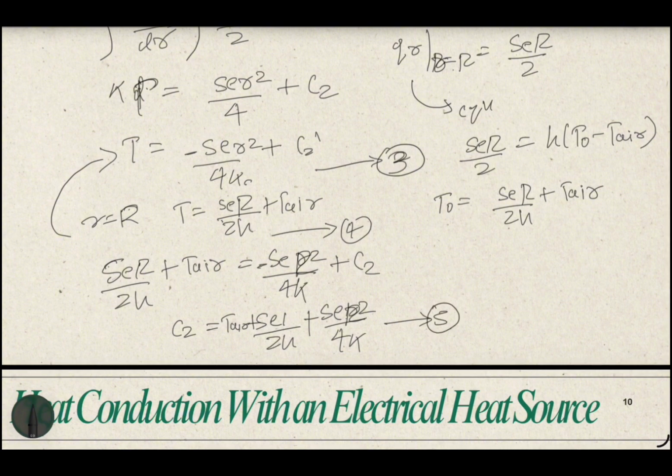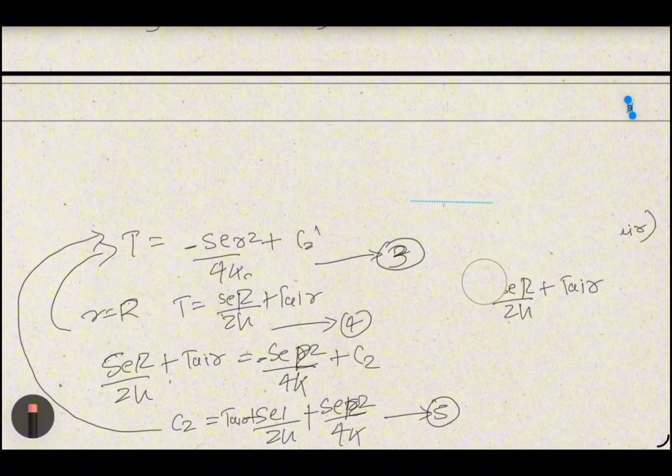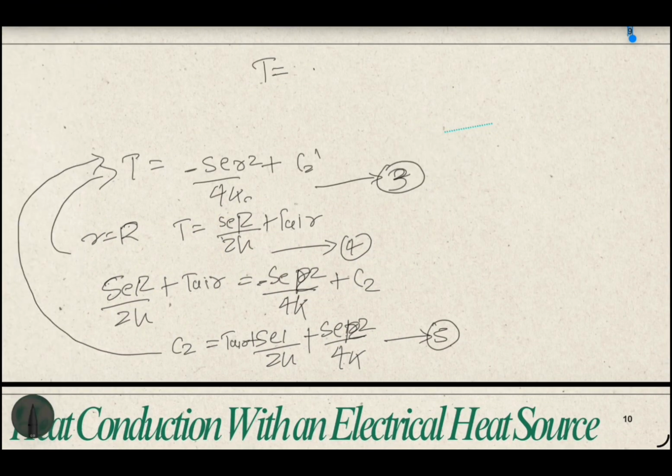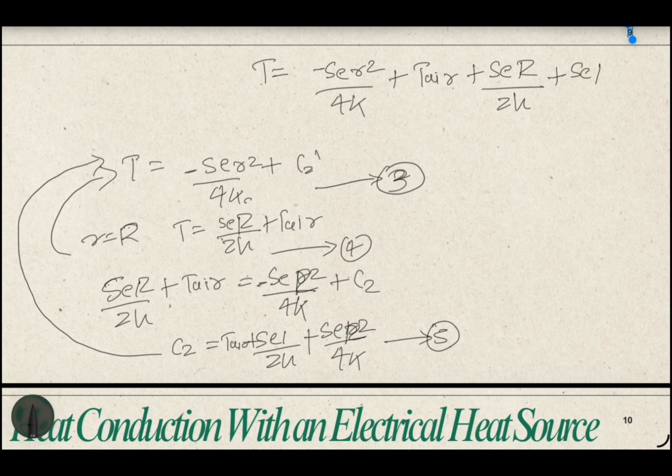Now we can substitute this equation back into the equation of temperature that is here. So the temperature profile will look like minus SE small r square by 4K plus TR plus SE capital R by 2H plus SE capital R square upon 4K. So it is a bit complicated equation, but this is parabolic. This all is constant only.